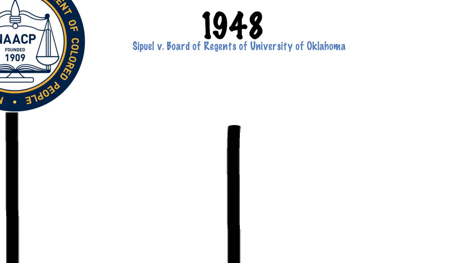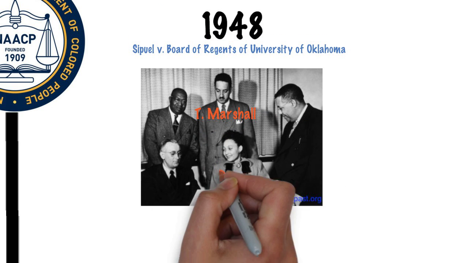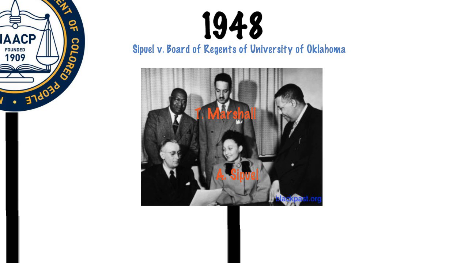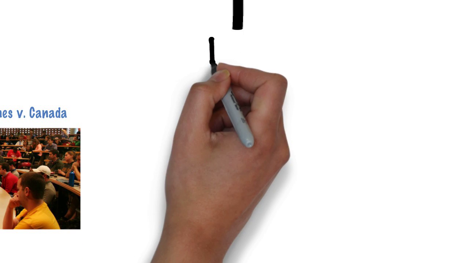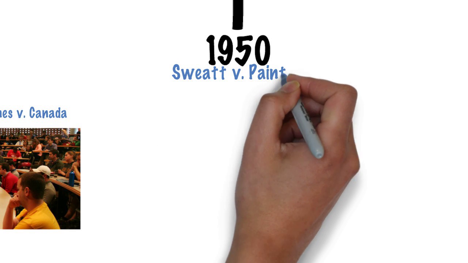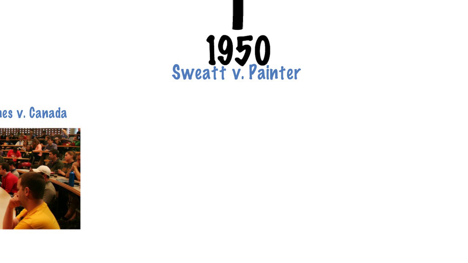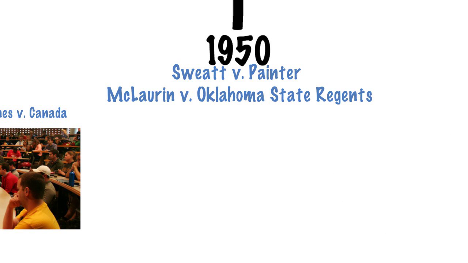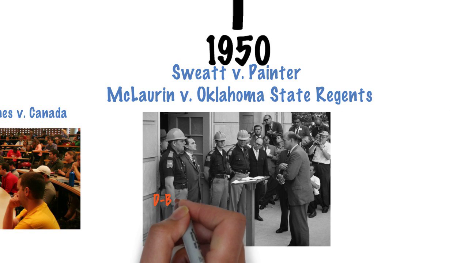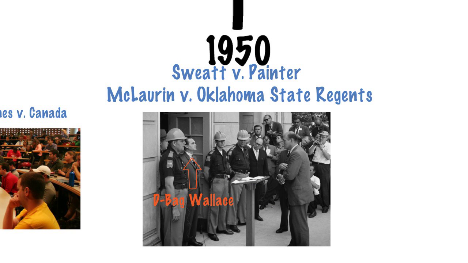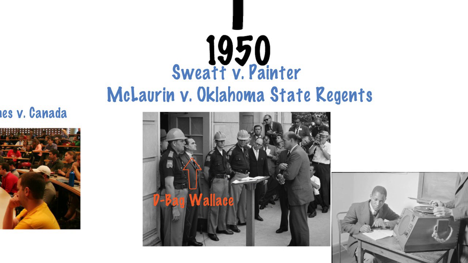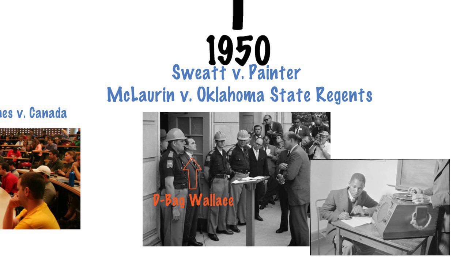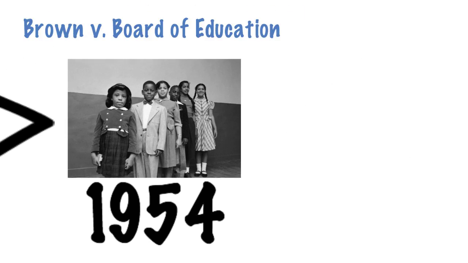In 1948, the Supreme Court unanimously held that a black woman could not be denied entrance to a state law school solely because of her race. In 1950, the Supreme Court held that the University of Texas Law School had to admit a black student in Sweat versus Painter. Also in 1950, the Supreme Court invalidated the University of Oklahoma's requirement that a black student admitted to a graduate program unavailable to him at the state's black school sit in separate sections of or in spaces adjacent to the classroom, library, and cafeteria.